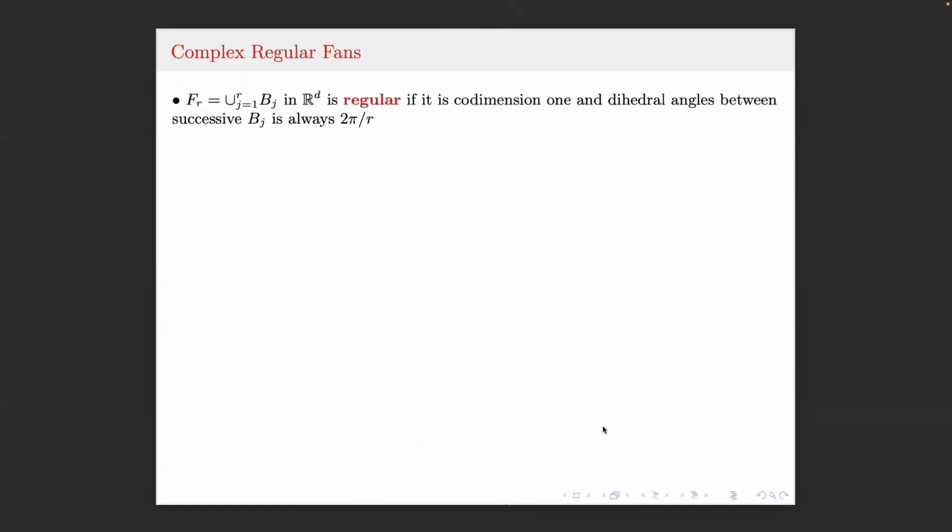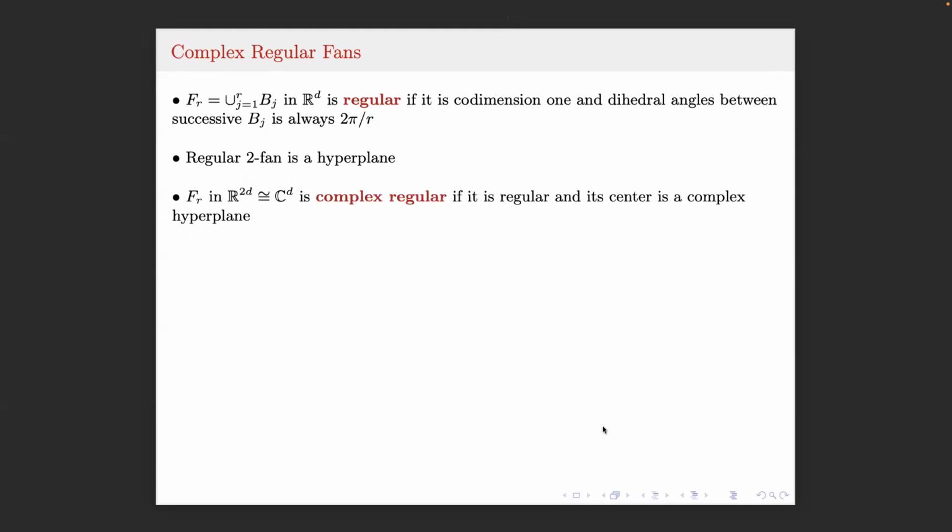So that's for conical fans, and then we also considered fans that I'll call complex regular. So first of all, if I have a fan in R^D, I'm going to call it regular if it's codimension 1, and the dihedral angles between the successive blades is always 2π over r. And for instance, a regular 2-fan in R^D is just an ordinary hyperplane then.